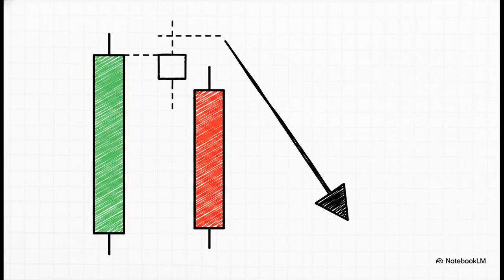Okay, now we've got to look at one of the absolute strongest reversal patterns in all of technical analysis, the bearish kicker.